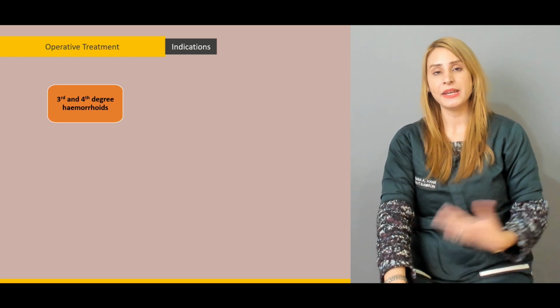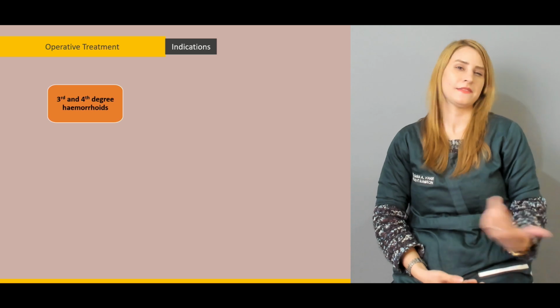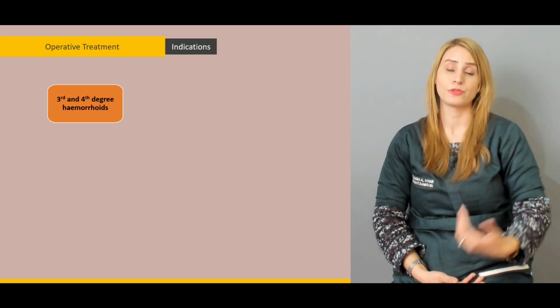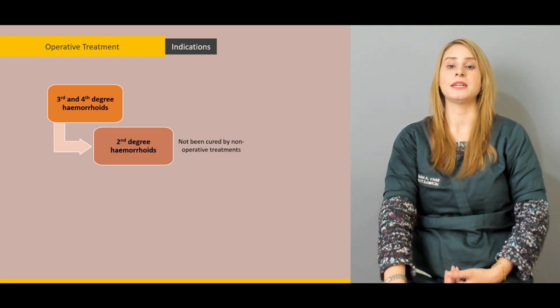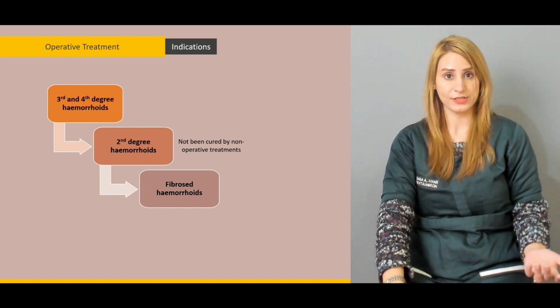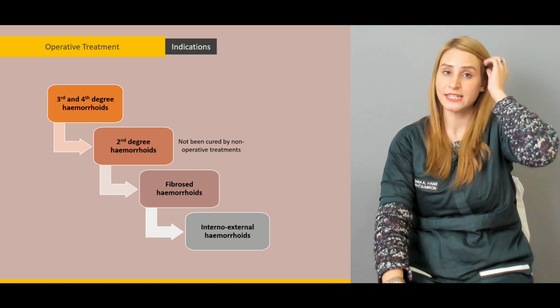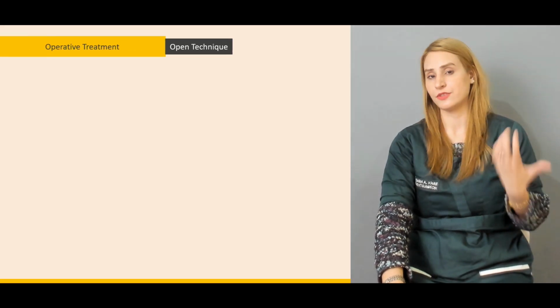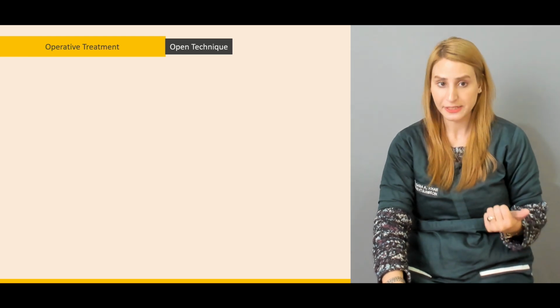In case of those hemorrhoids, even second-degree hemorrhoids, which are resistant to banding or sclerotherapy, you go for this. The third and fourth-degree hemorrhoids, you go for the hemorrhoidectomy. You do the hemorrhoidectomy for fibrosed hemorrhoids, for prolapsed internal-external hemorrhoids, or maybe the external hemorrhoids which are swollen and thrombosed and causing you pain.